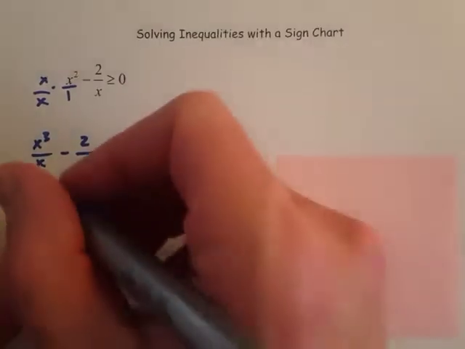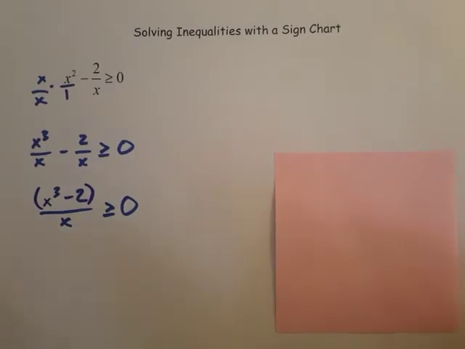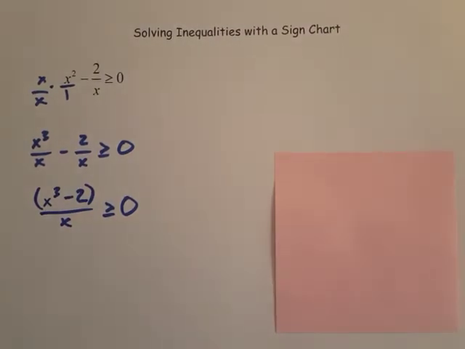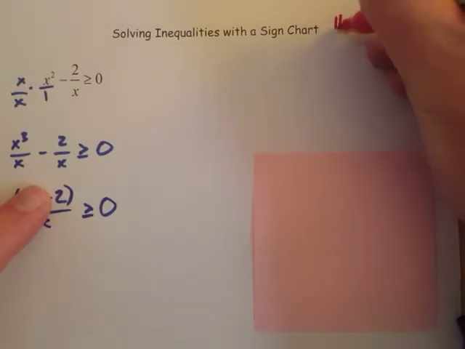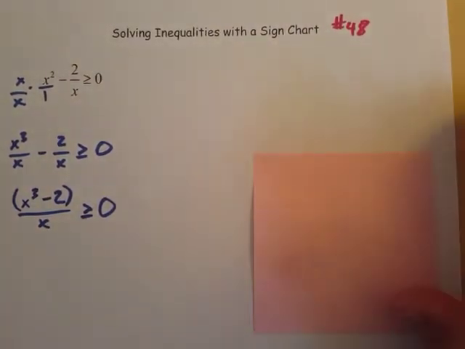Once we have this, now we're talking about a form that we can deal with to put it into a sign chart. So we go to the sign chart, showing our work again. Now, by the way, you guys, this is going to be a problem very similar to number 48 in your assignment. So take a look at this one when you're doing 48.